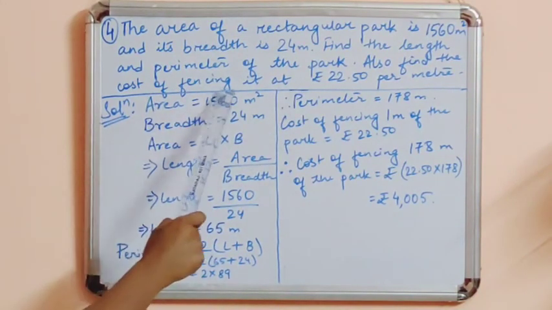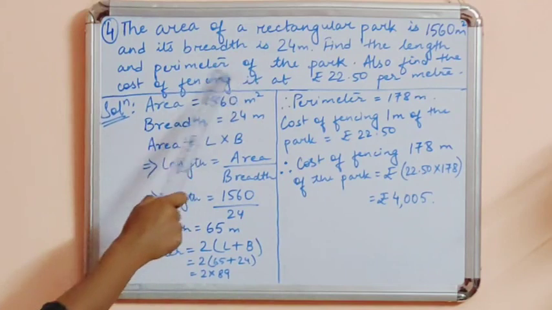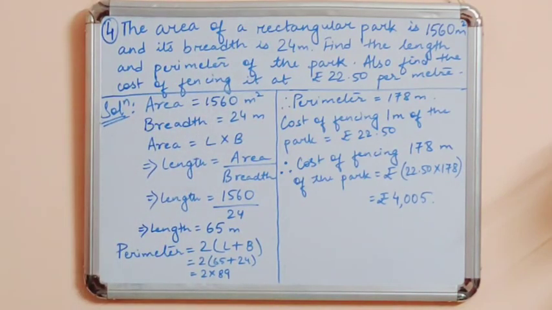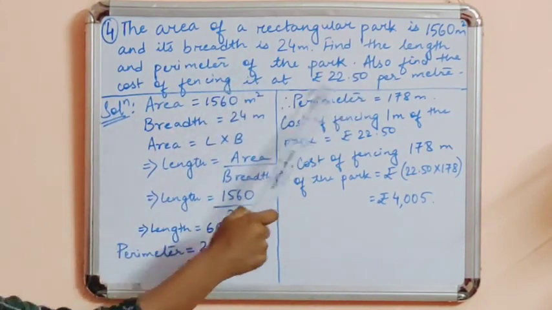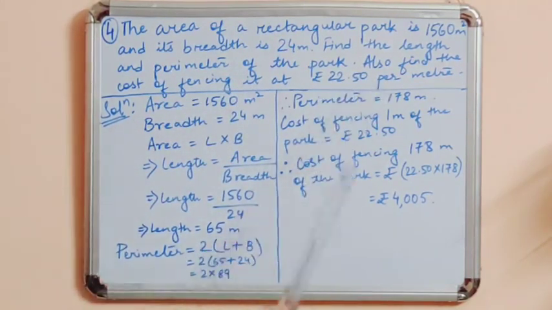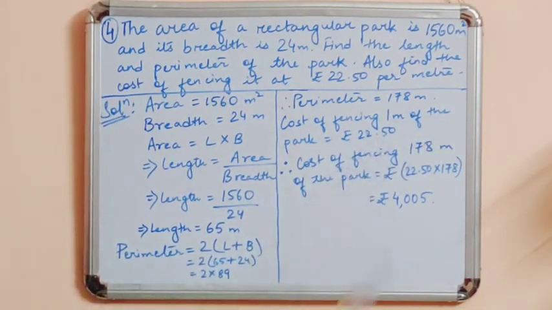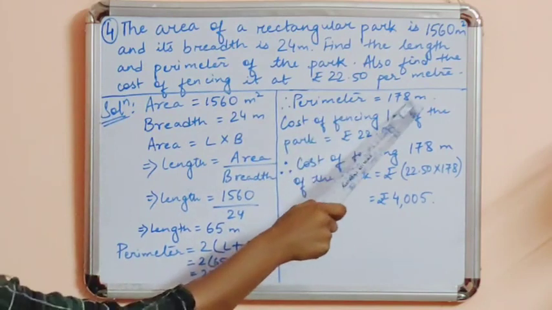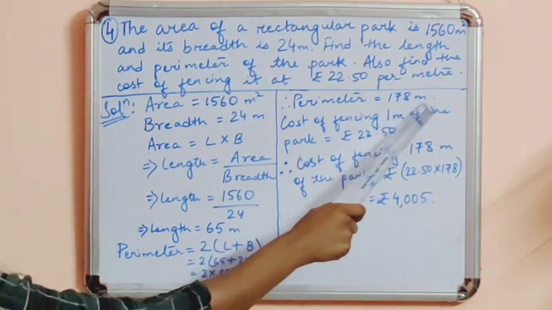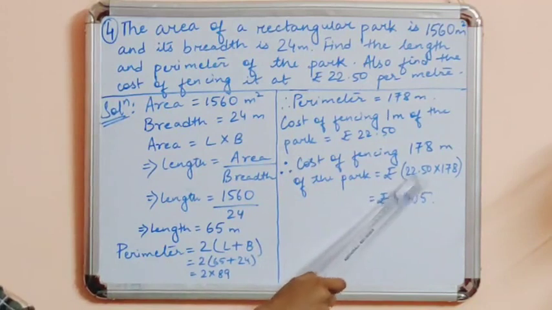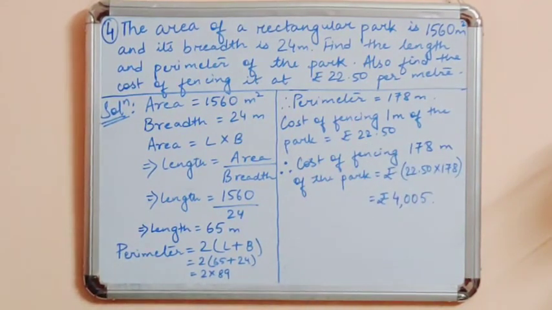Now we need to find the cost of fencing. What do you mean by fencing? Fencing means laying the boundaries. So for boundaries we need perimeter. Here cost of fencing is rupees 22.50 per meter. That means the cost of fencing 1 meter of the park is rupees 22.50. So if we need to calculate the cost of fencing for the entire park, we have to take the amount of perimeter. So the cost of fencing 178 meter of the park is 22.50 into 178. So that is equal to rupees 4005.